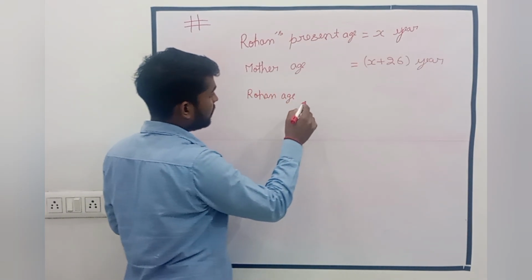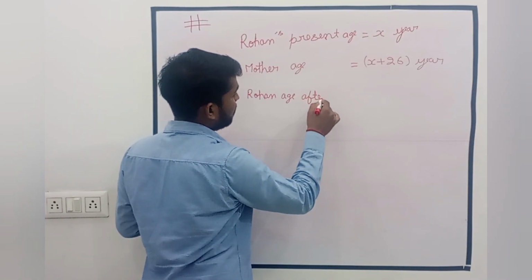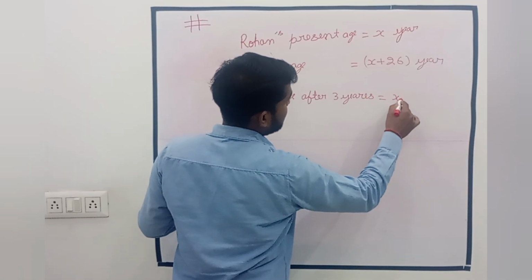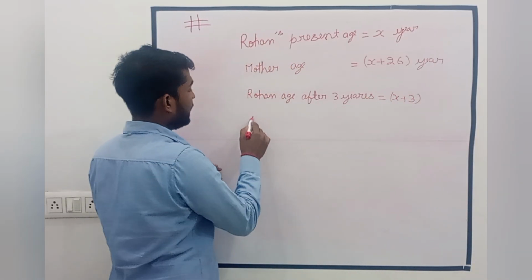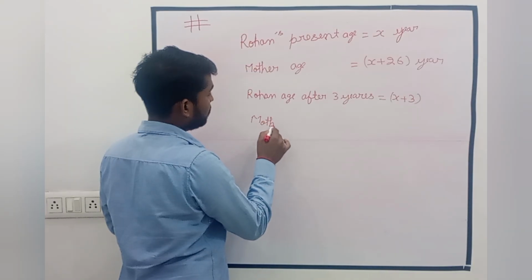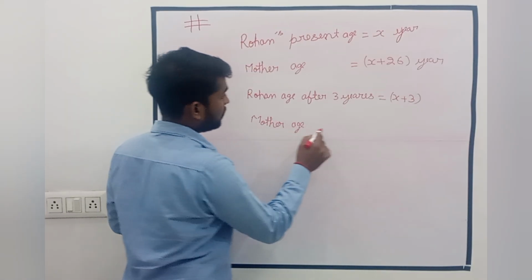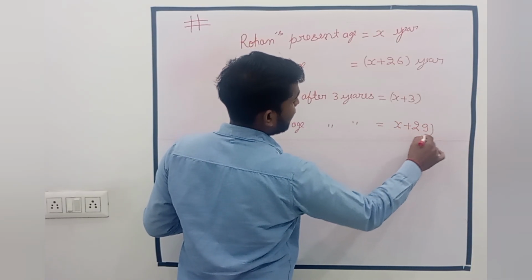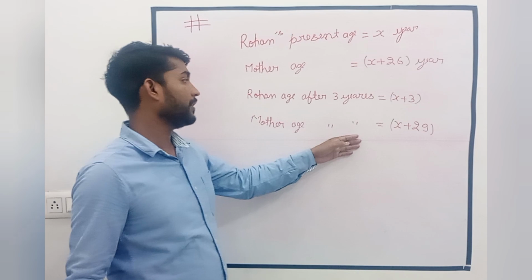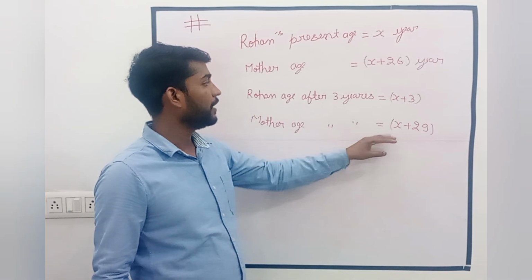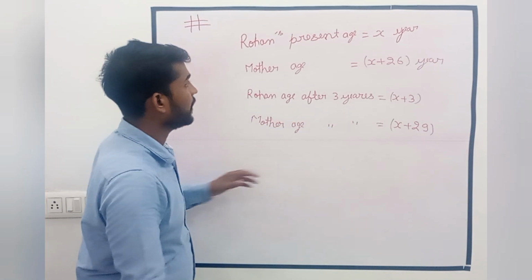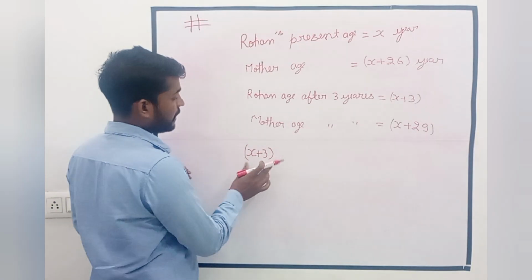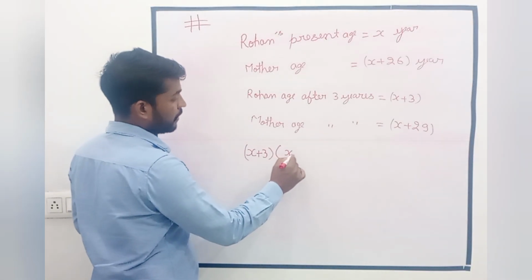Rohan after 3 years is x plus 3, and the mother after 3 years is x plus 29. These are both of their ages after 3 years, and the product of these ages is given as 360, and we can now write this.